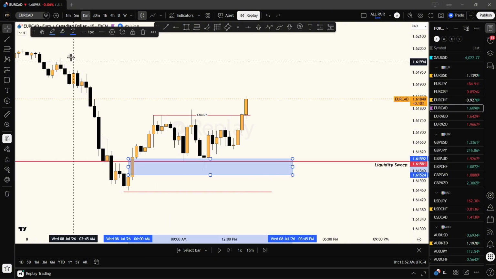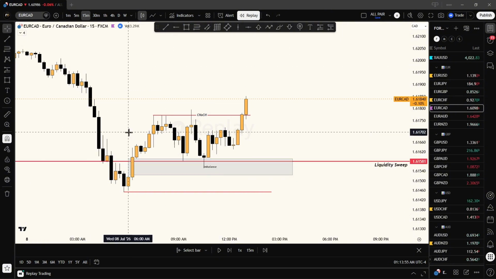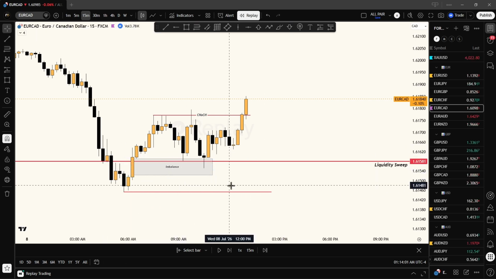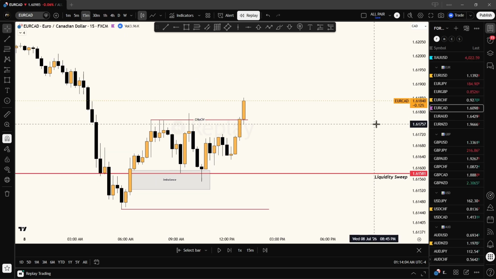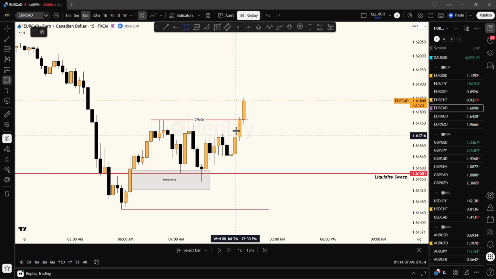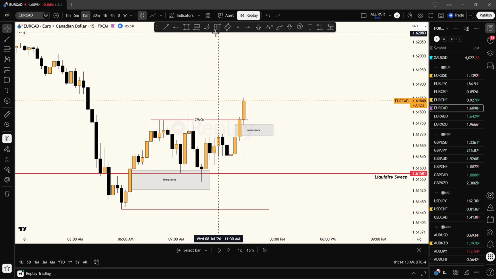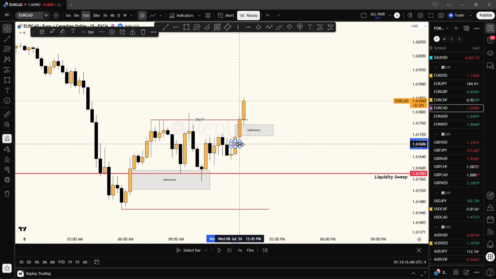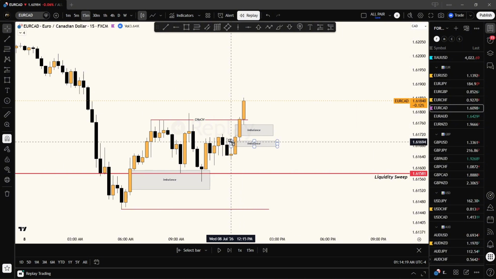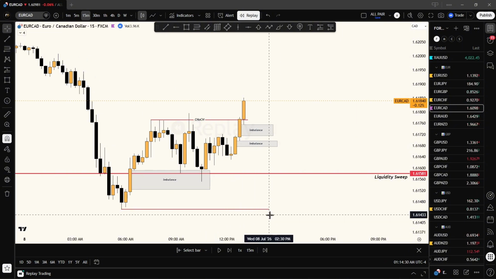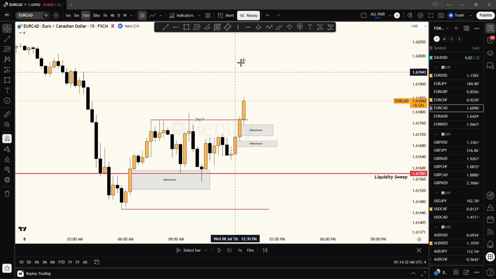Now, take a look at this. We already have a fair value gap here, and another fair value gap was created as price confirmed the bullish change of character. When a fair value gap forms during a structural break, it usually indicates strong displacement and aggressive buying pressure. This suggests that larger market participants are actively driving price higher, which is why the market expands so aggressively instead of moving gradually.